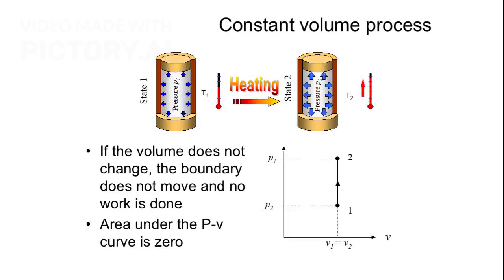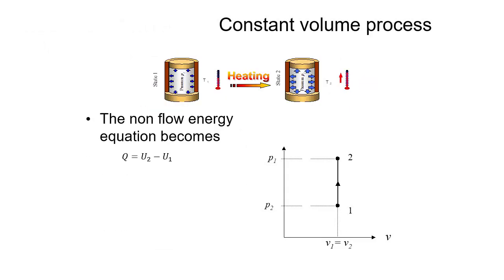In a constant volume process, no work is done as the boundary does not move. This process is characterized by a zero area under the PV curve, indicating no boundary work. The non-flow energy equation for a constant volume process highlights that energy changes are due to heat transfer, not work. This equation is crucial for analyzing energy changes in such processes.